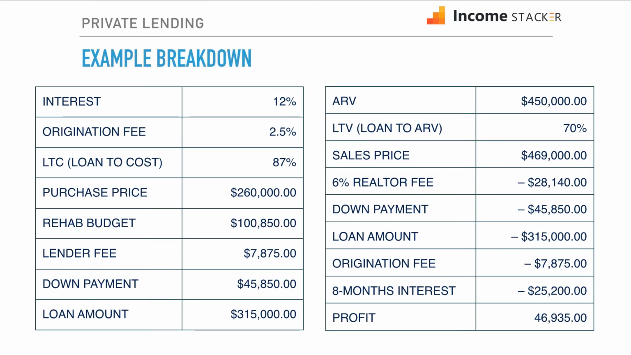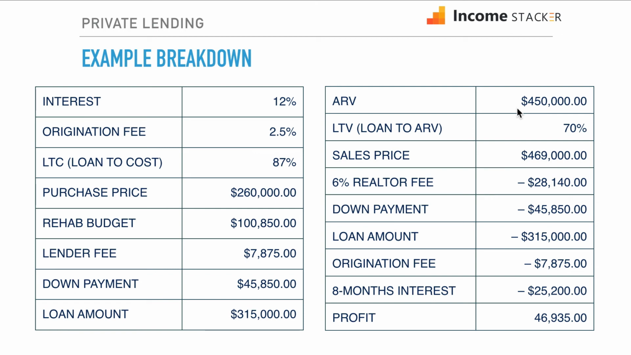Okay, so here we see the purchase price is $260,000. That's the purchase price of the house that needs to be rehabbed. The rehab budget's roughly $100,000, and that is the amount of money they're looking for. However, if you take that amount, which is roughly $360,000, and divide it by the $450,000, which is the after repaired value, that number is larger than our maximum 70% loan to value.